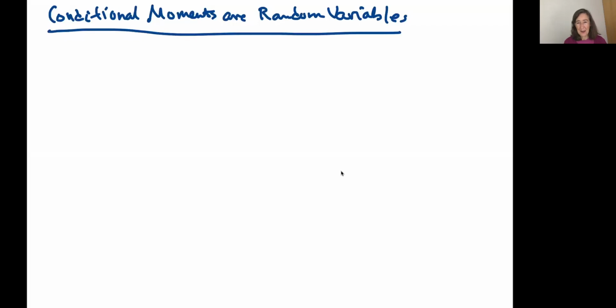Okay, so conditional moments as random variables. That is a mouthful. Let's think about what that means. We've gotten pretty comfortable at this point thinking about conditional moments, conditional means, conditional variances. We sort of know the basic idea.